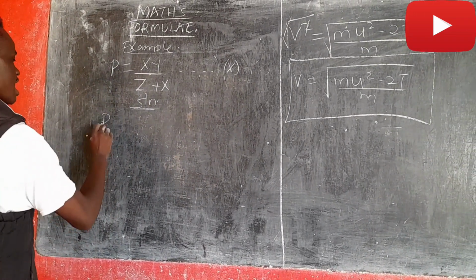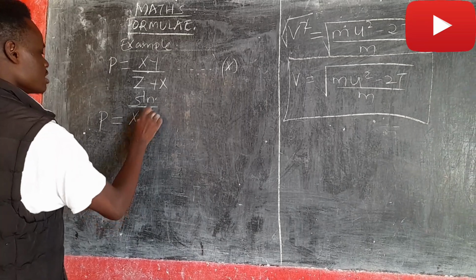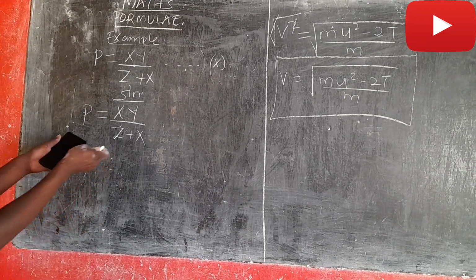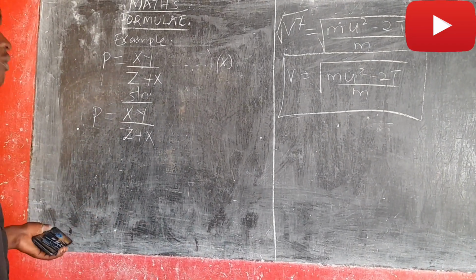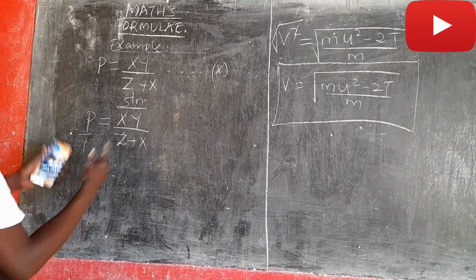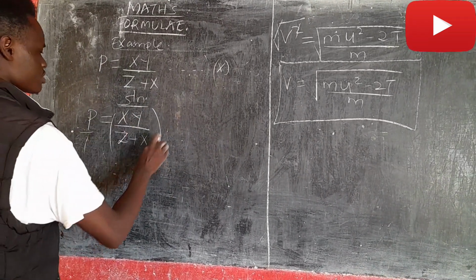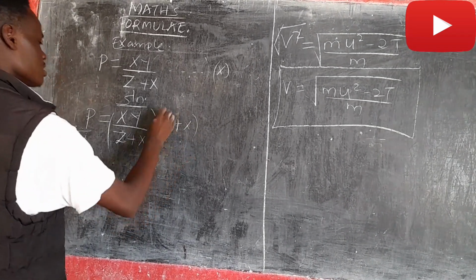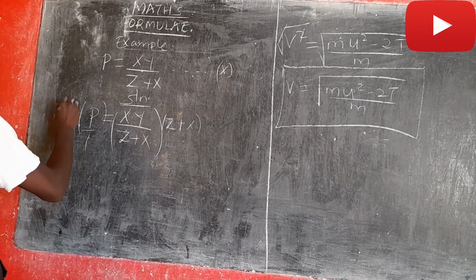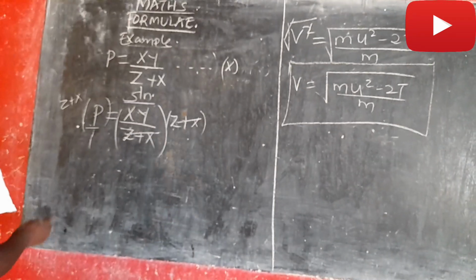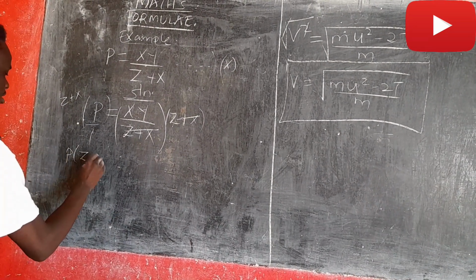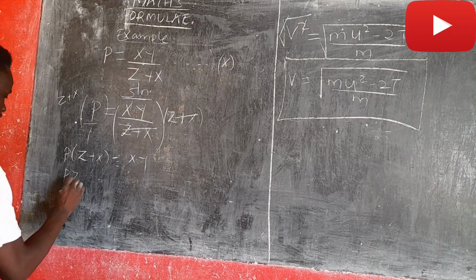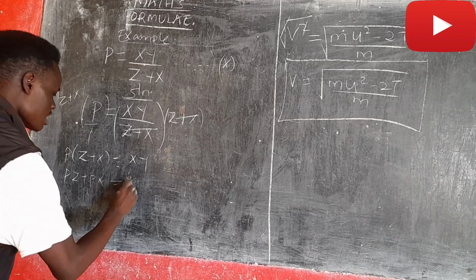So we write our equation, that's p equals xy out of z plus x. First of all, we must remove the denominator to ease our work. So we assume we have p out of 1, now we get the LCM. So times z plus x on both sides. So this and this will cancel, then we are going to remain with p into z plus x is equal to xy. When you open the bracket, it will be pz plus px is equal to what?